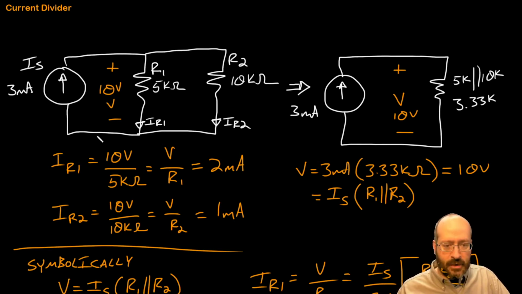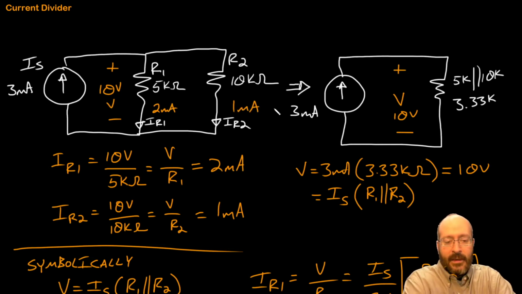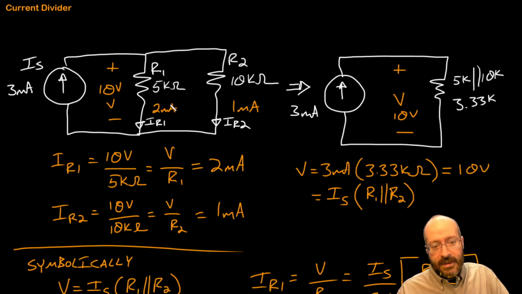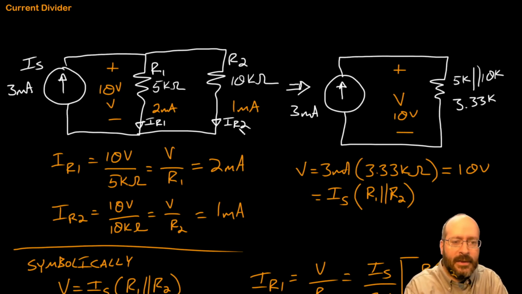Now let's talk gut checks quickly. This is 2 milliamps here, and this is 1 milliamp here. They have the same voltage across them, so the lower resistance should have the bigger current. Right? So here's the lower resistance, and here's the bigger current. And the higher resistance has the smaller current. Okay, so that kind of tells me that I did it correctly, since they are in fact in parallel.